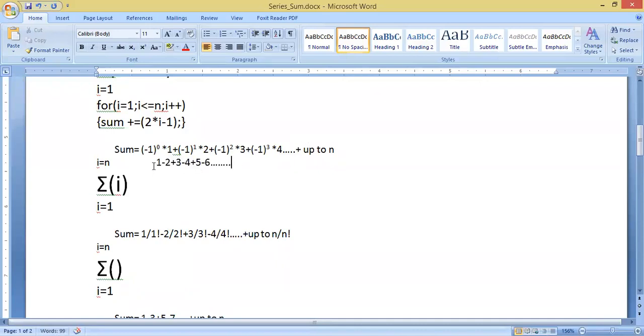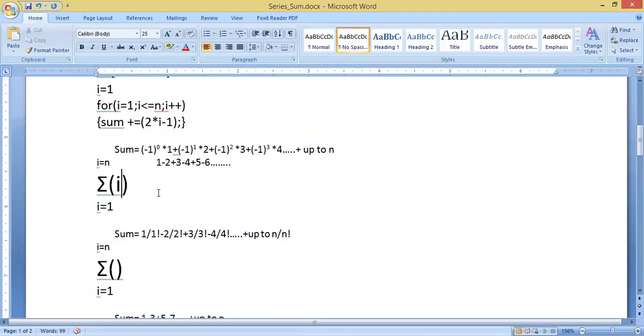Now I have modified this in this way. Minus 1 to the power 0 into 1 is plus 1, minus 1 to the power 1 into 2 is minus 2, minus 1 to the power 2 into 3 is plus 3. Whenever I raise this minus 1, even powers will make it positive, odd powers will make it negative. In this way it is written. So can I generalize this power representation? Yes, and that generalized thing will be used over here.